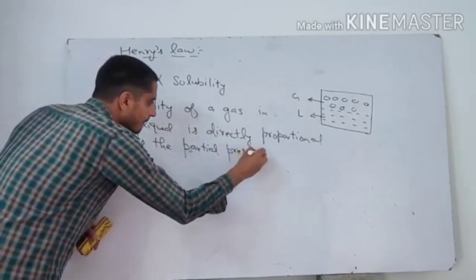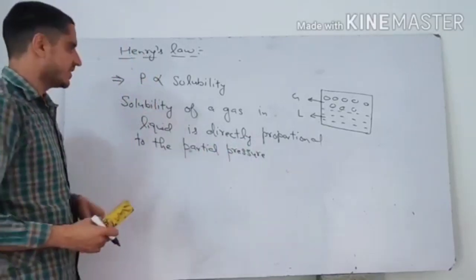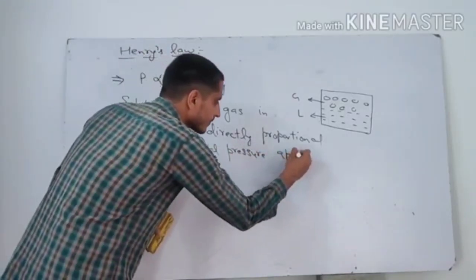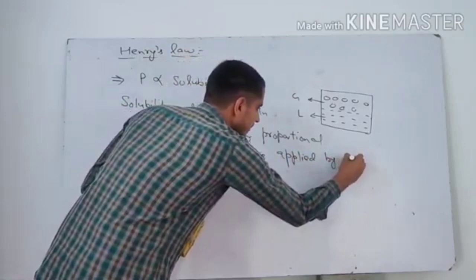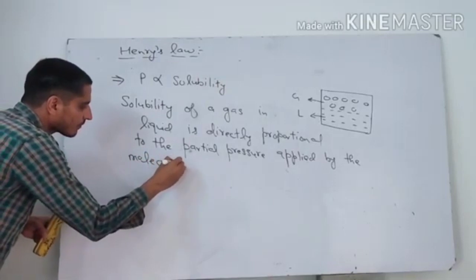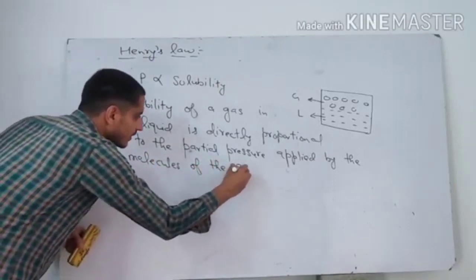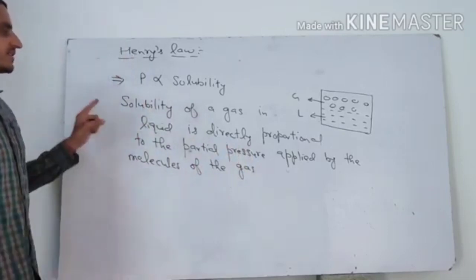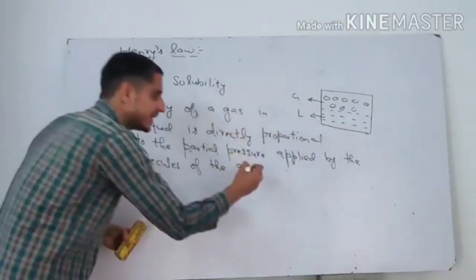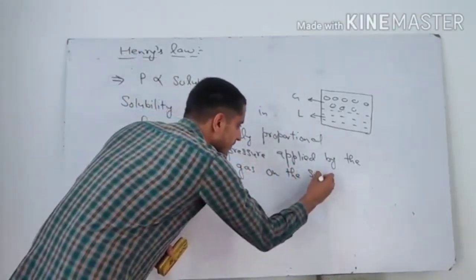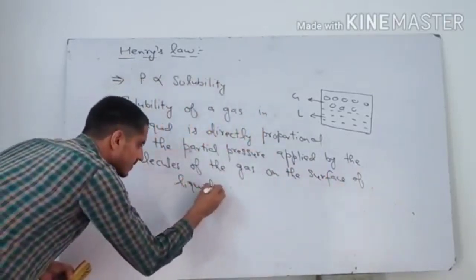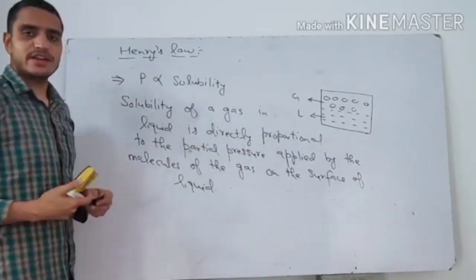Partial pressure means the individual pressure of the gas. Solubility of a gas in liquid is directly proportional to the partial pressure applied by the molecules of the gas on the surface of the liquid. This is the statement for Henry's law.